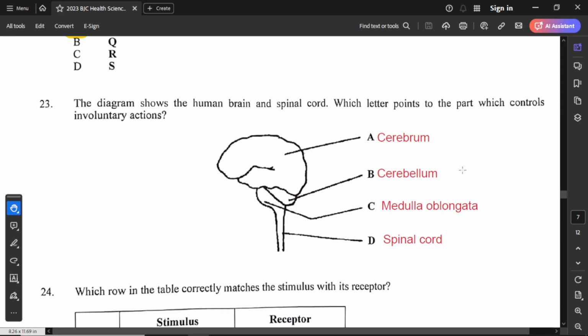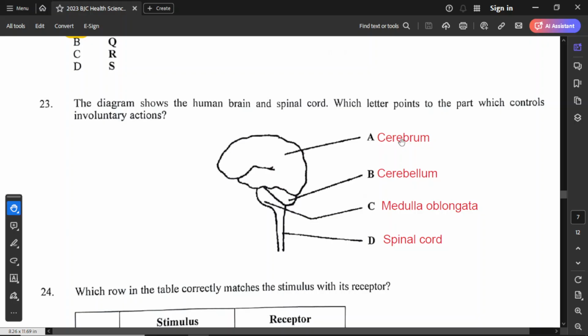All right. Question number 23. So the diagram shows the human brain and spinal cord. Which letter points to the part which controls the involuntary action? And here we have, I didn't answer this. Let me answer this. There's the involuntary action. I'm going to leave that quickly for you.